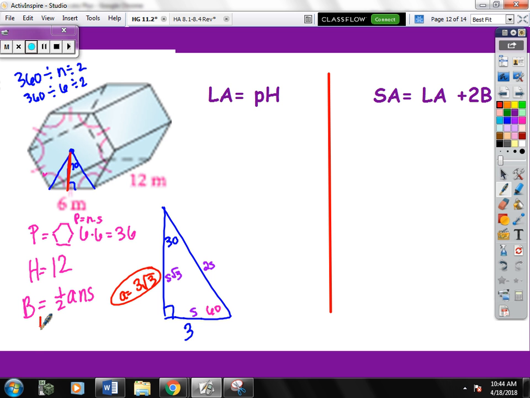So we'll have 1/2 times the apothem, 3 root 3, times the number of sides, which is 6, times a side length, which also happens to be 6. And then you can multiply all the outside numbers together, and you should get 54 root 3.